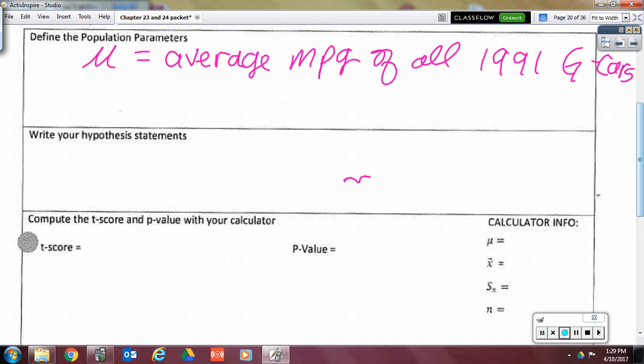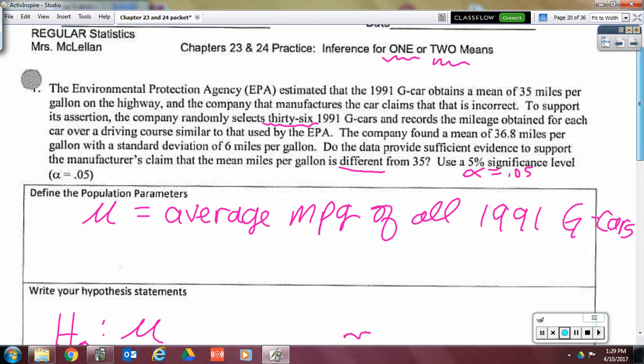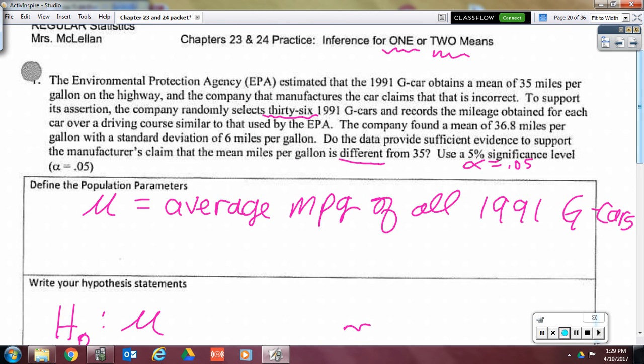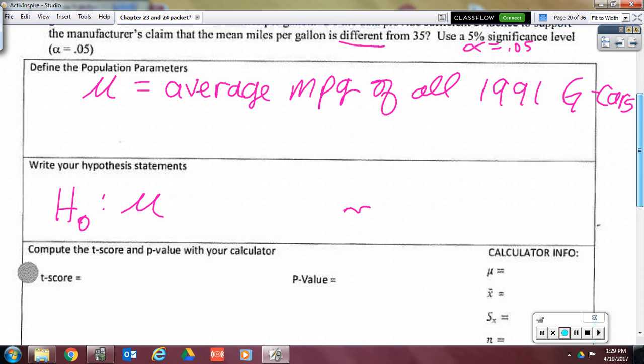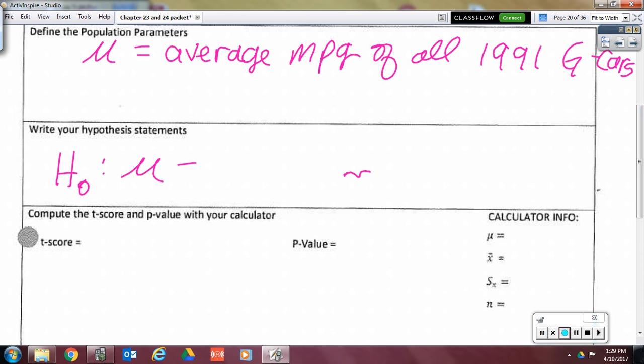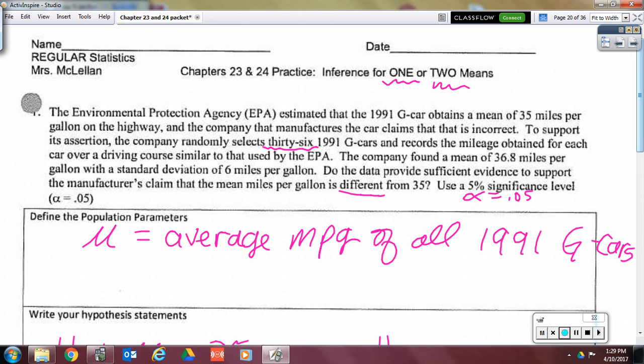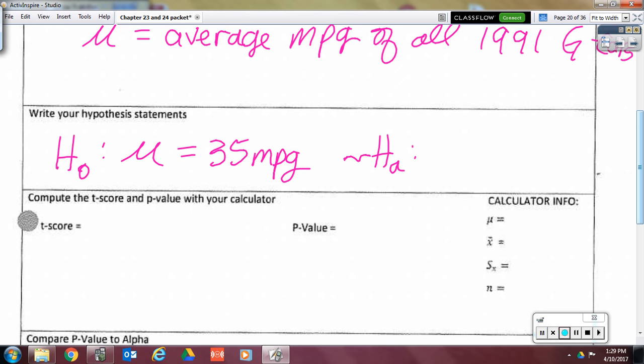Let's see. Our null hypothesis is the claim. And what do they claim? 35 miles per gallon. The EPA says it's 35 miles per gallon, and the company that makes them says that it's not. They said that it's incorrect, or that it's different. So what kind of sign do I have? Not equal to. Okay, mu is not equal to 35.